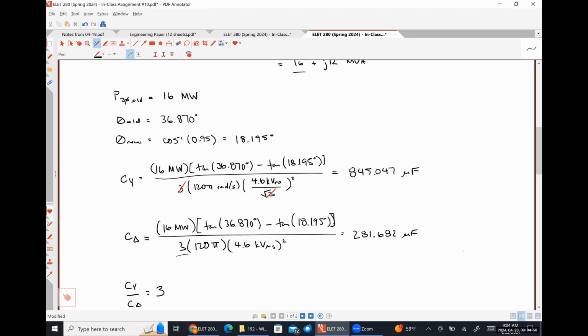So we can see here very clearly that the Y connected bank uses a capacitor that is literally 3 times larger than the delta connected capacitor bank. What are the implications of that capacitor being larger? It might cost more. I say it might because there's also something else that we need to take into consideration, okay? So the delta connected capacitor is smaller in capacitance value, but it has to be rated for a larger voltage because it sees the line to line voltage versus the line to neutral voltage, right?